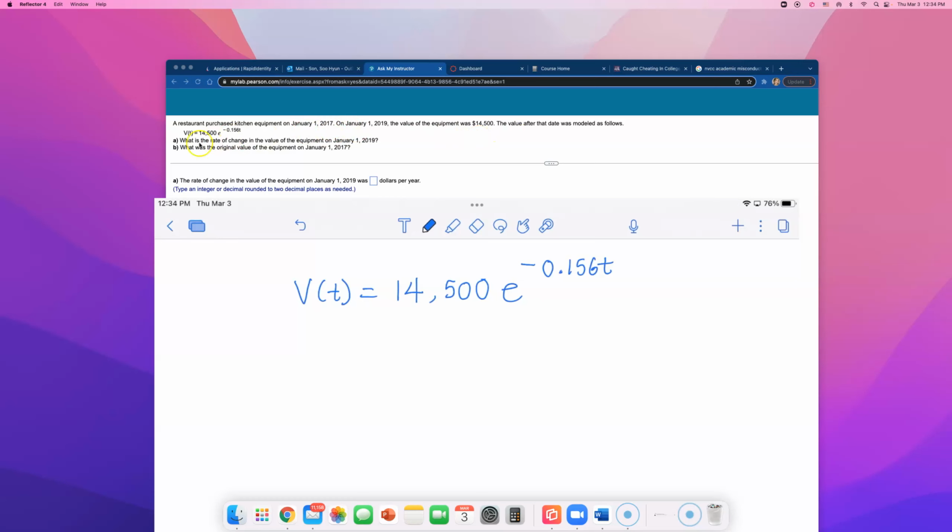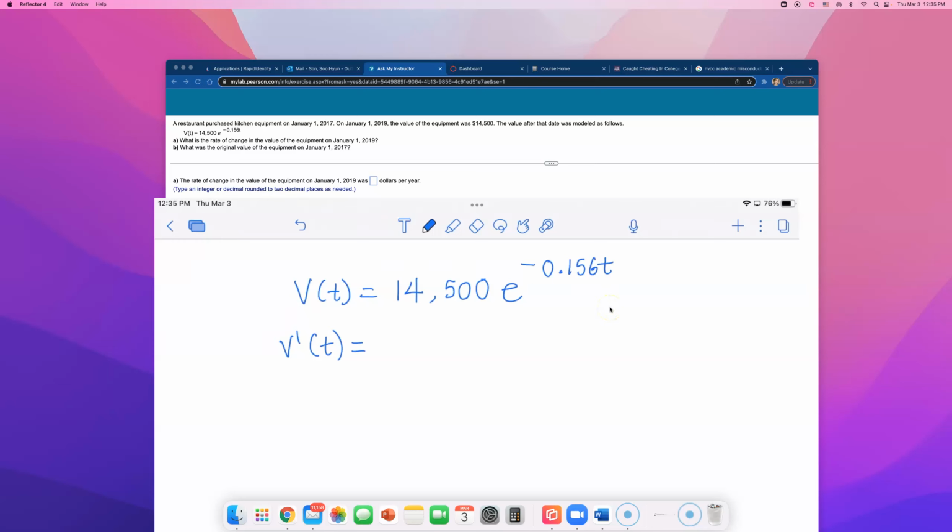The value after, okay. A, what is the rate of change in the value of the equipment on January 1st, 2019? Okay, so rate of change is how fast the value is changing. It's going down, right? It's changing per year, right? So what they want you to find here is the derivative function. And we'll plug in a t-value here, right? So let's find the derivative of this exponential function.